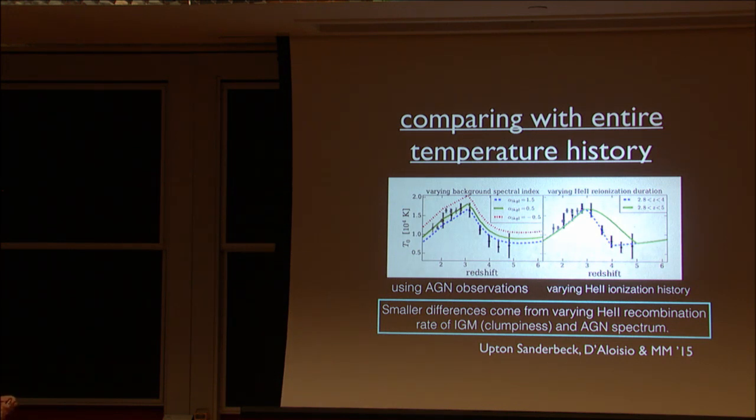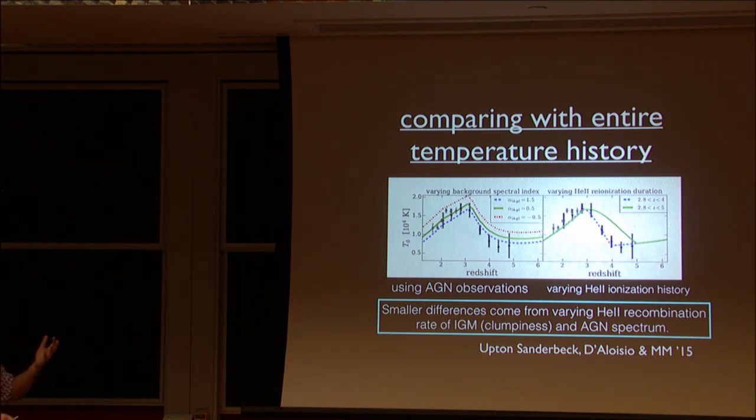The points are George's and another, more recent measurement of the temperature. In this panel I'm showing you varying the background spectral index that's keeping the hydrogen ionized, which turned out to be one of the parameters that had the biggest effect. And I'm using AGN observations that predict what the emissivity of quasars should be.